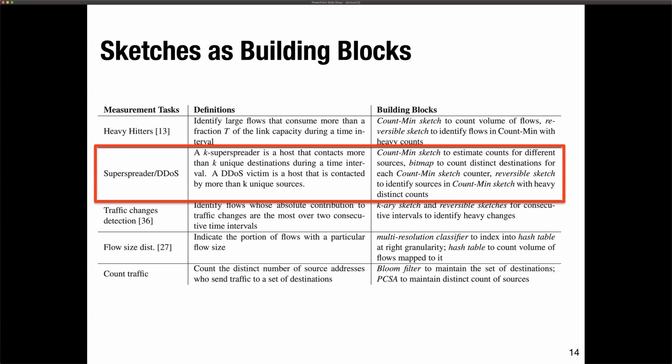So distinct followed by reduce was what was required there. In this case, for OpenSketch, it is using countmin sketch to estimate the counts for different sources. Then it is using a bitmap to count distinct destinations for each countmin sketch counter. And then it is using a reversible sketch to identify the sources in the countmin sketch with heavy distinct counts, right? So as you can see, it has all the building blocks, but it is relatively complex.